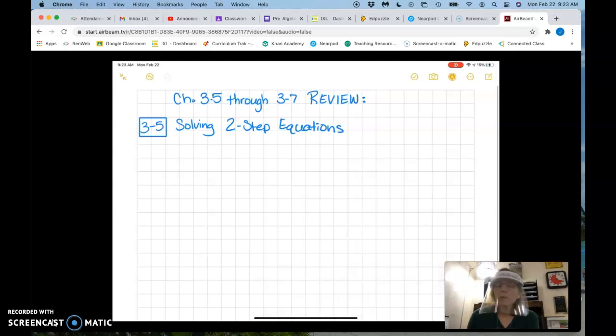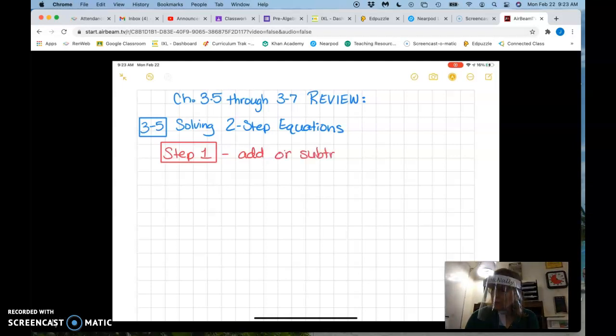So when we are solving two-step equations, we have step one. What is step one? Anybody, shout it out. Good. Add or subtract. And step two is what? Multiply or divide. Good.